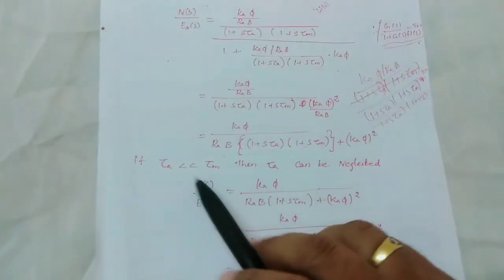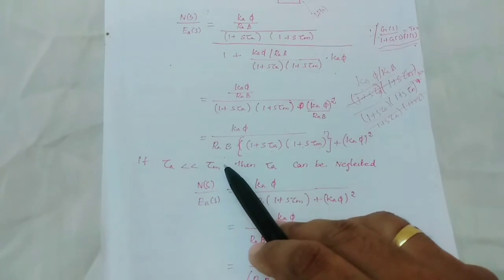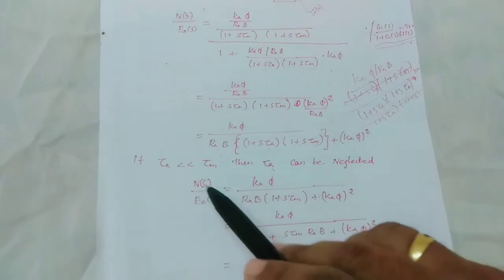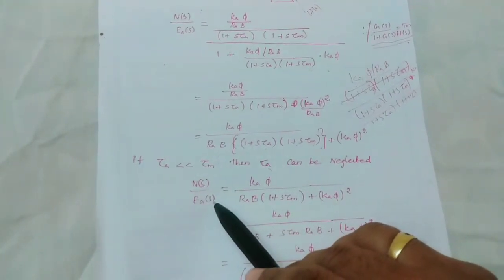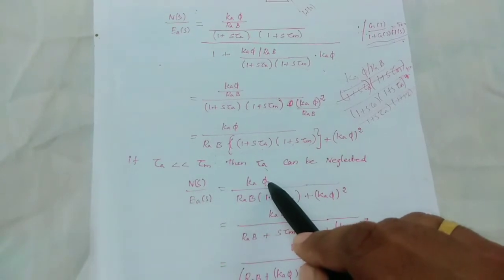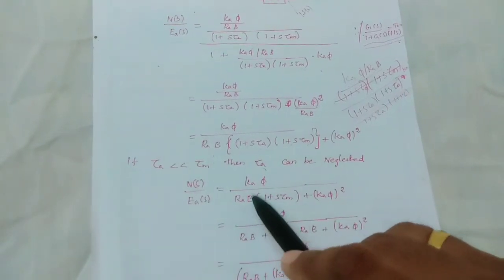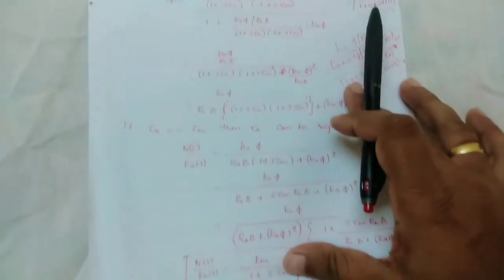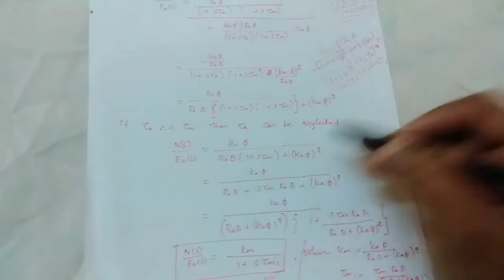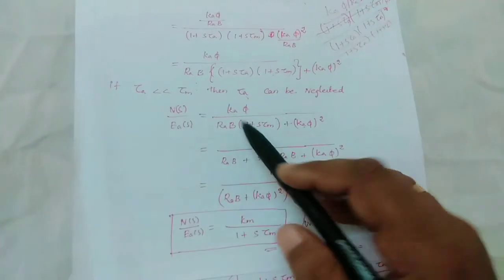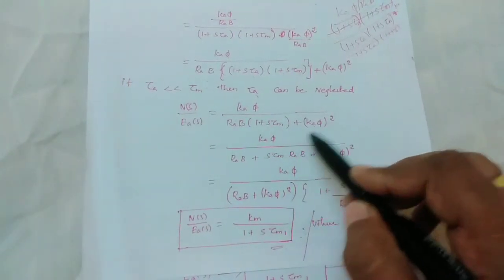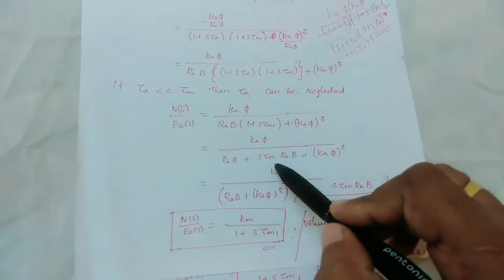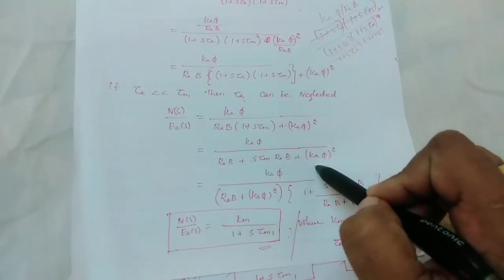Now while we are considering this, tau A is small and tau M is higher. So now we just neglect the tau A terms. N of s divided by EA of s, that is the transfer function, has K a phi in the numerator, divided by RA B. This tau A term gets cancelled, so the remaining term is s into tau M plus K a phi the whole square. And the next term, RA B, is taken and multiplied with the individual terms: RA B plus s tau M RA B plus the remaining K a phi the whole square.